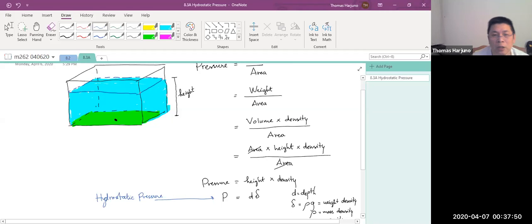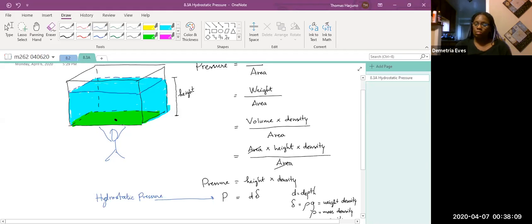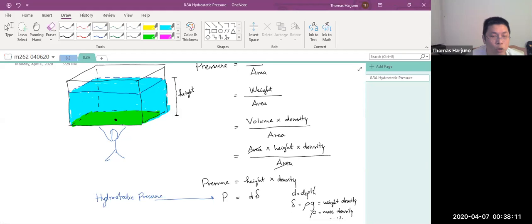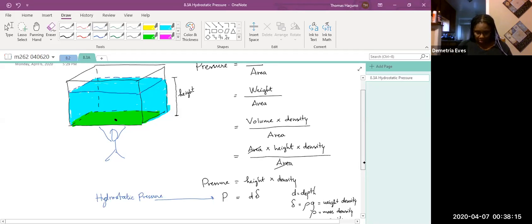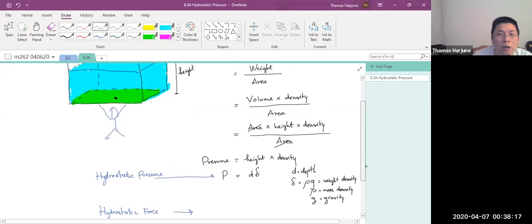Okay, so you can imagine the following. Suppose you need to carry this water from below. If you have to carry this water from below, then how much force do you need to exert so that the water is stable? It's not moving.